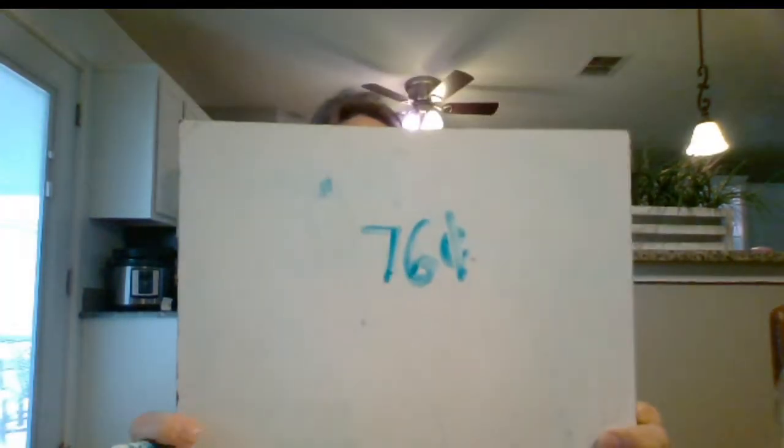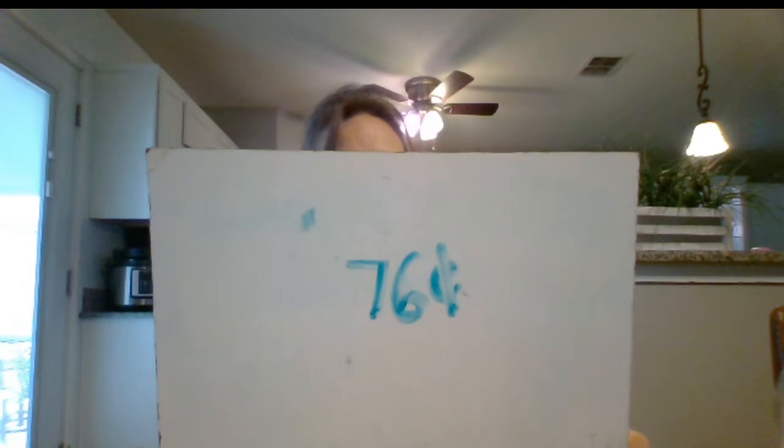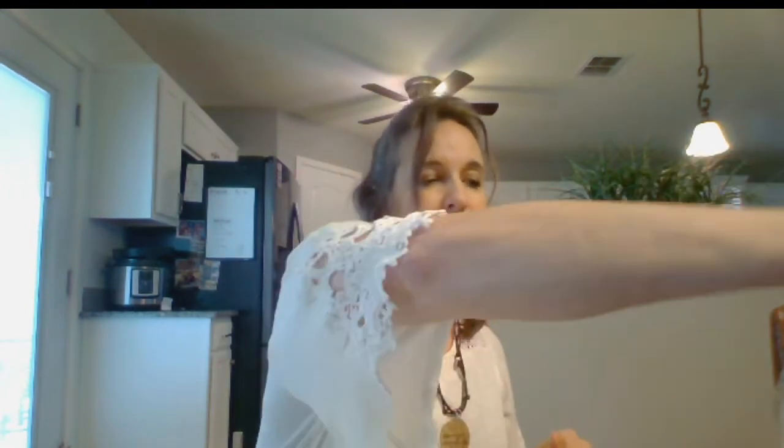So let's count the quarters. 25, 50, 75, counting by ones, 75, 76. How do I write it down? Since it's less than $1, I'm going to write it in cent form. 76 cents.